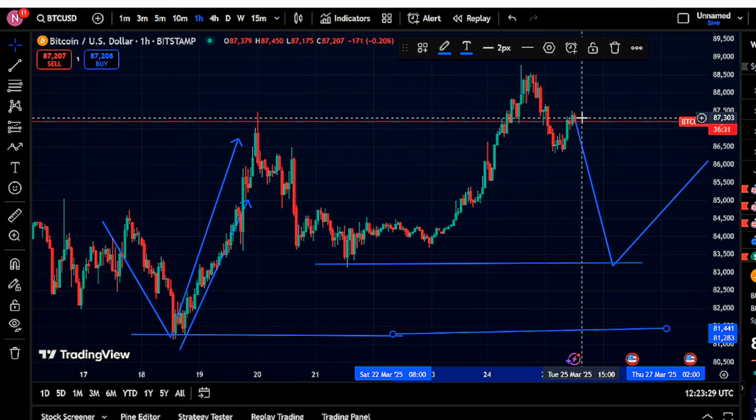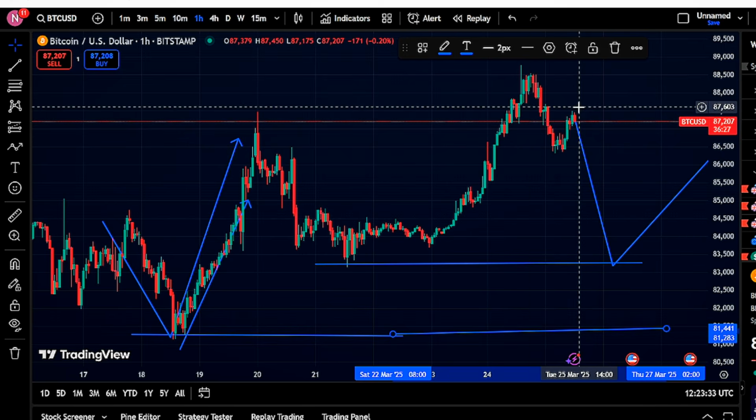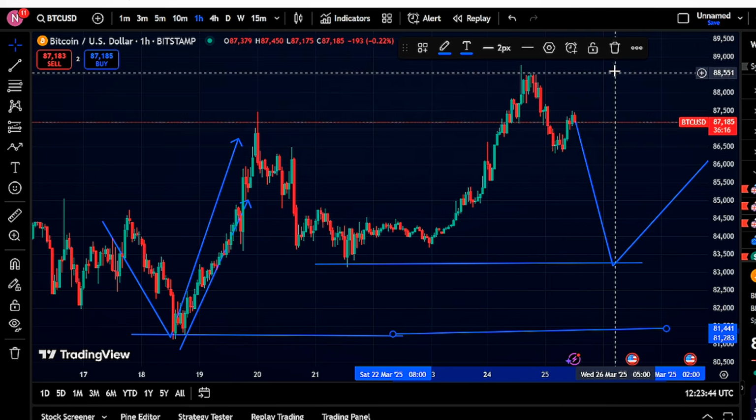back upwards. So as a trader, what I will be doing right here is that I would be shorting Bitcoin, which is, I'll be selling Bitcoin right here, right? And that's basically what this simply means.